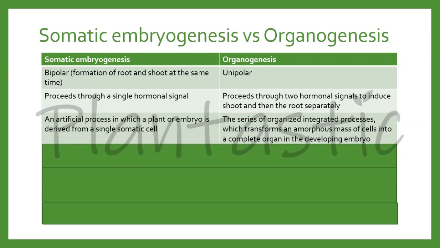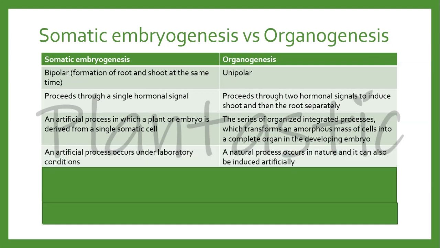Organogenesis is the series of organized integrated processes which transforms an amorphous mass of cells into a complete organ in the developing embryo. Somatic embryogenesis is an artificial process that occurs only under laboratory conditions. Organogenesis is a natural process which occurs in nature, and it can also be induced artificially.